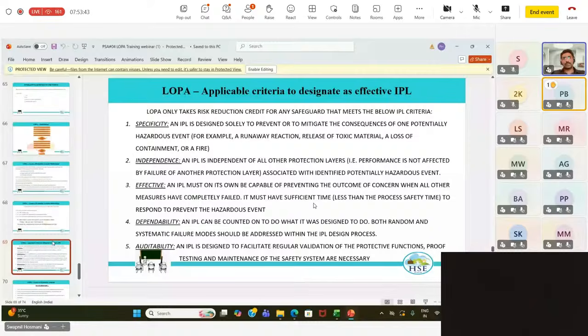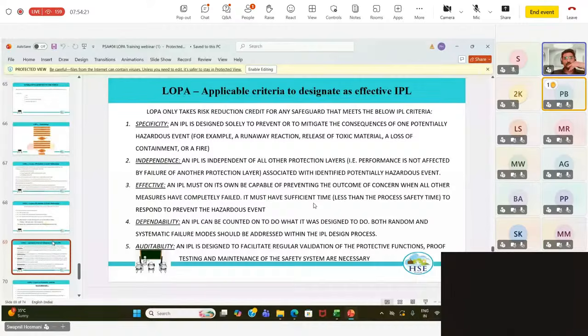Next is independence. An IPL is independent of all other protection layers. That means you could have a number of layers, your BPCS, your mechanical protection, but an IPL should be independent of other protection layers. That is, its performance is not affected by failure of another protection layer associated with the identified potential hazards. So, suppose there are two SIS loops, every SIS loop should be independent without intermingling with the other loop. Only then you can call it an IPL. If that criteria is not met, you just call it a safeguarding loop.